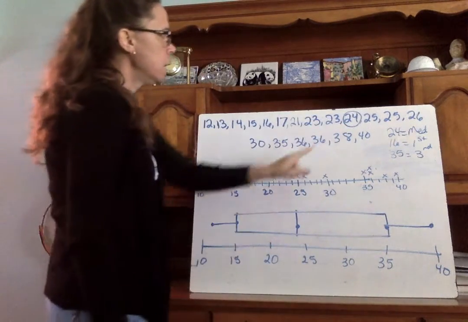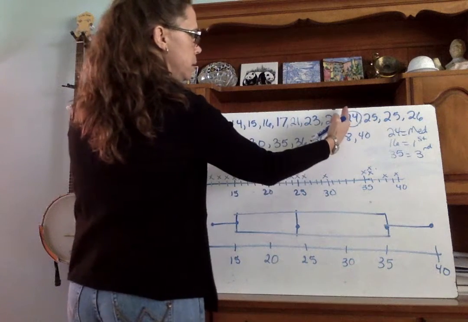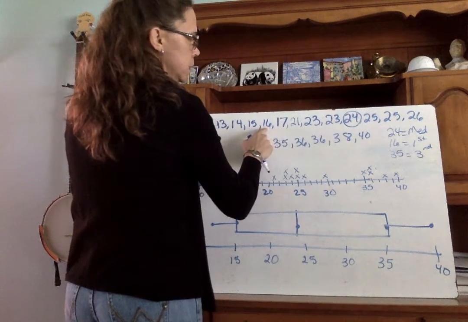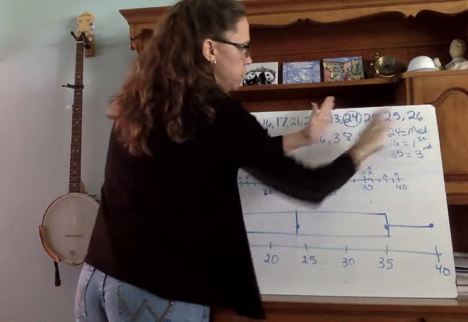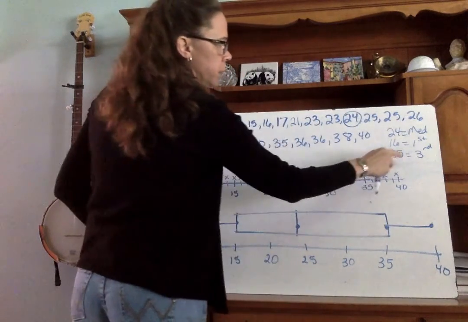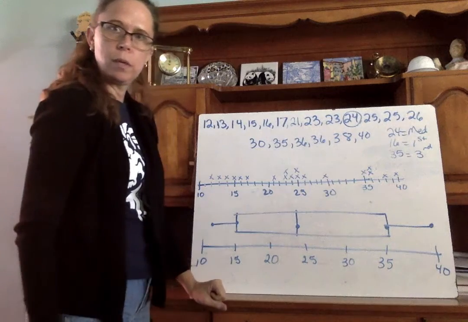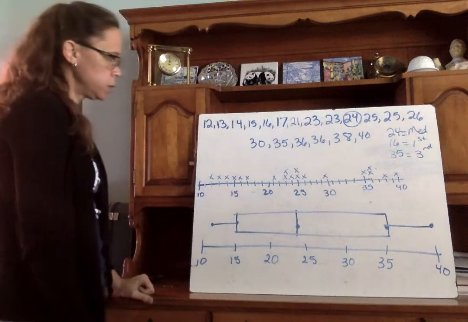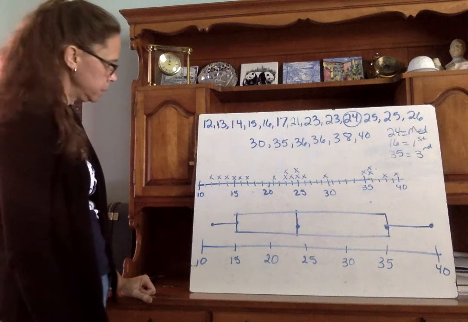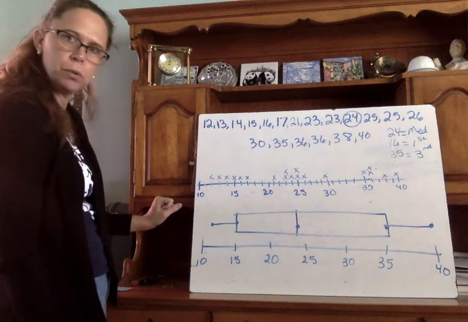And then from this set of numbers, the first quartile, 16 was the middle number. And then from the numbers after the median, 35 was the middle number. That's my third quartile. And then I created my line plot. Your line plot should look like my line plot, so check it against yours.